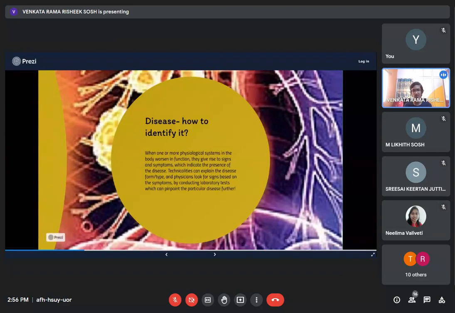When one or more physiological systems in the body worsen in function, they give rise to signs and symptoms, and these indicate the presence of the disease. And if further research is conducted, they can conclude the type of disease and the name of the disease. Also, genetic sequencing is one way of finding out diseases.